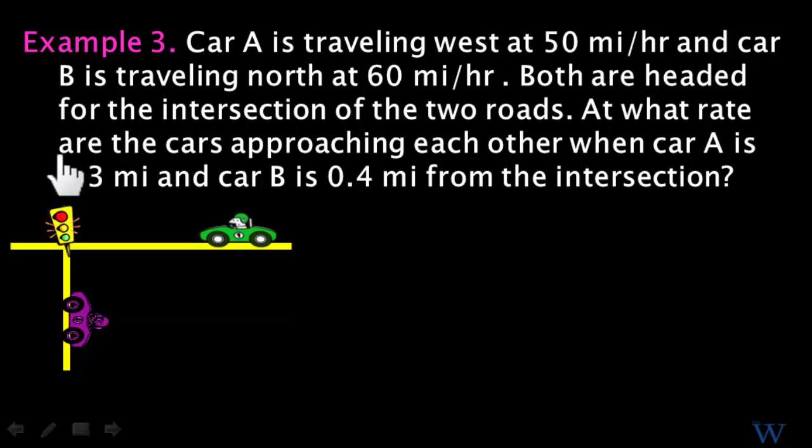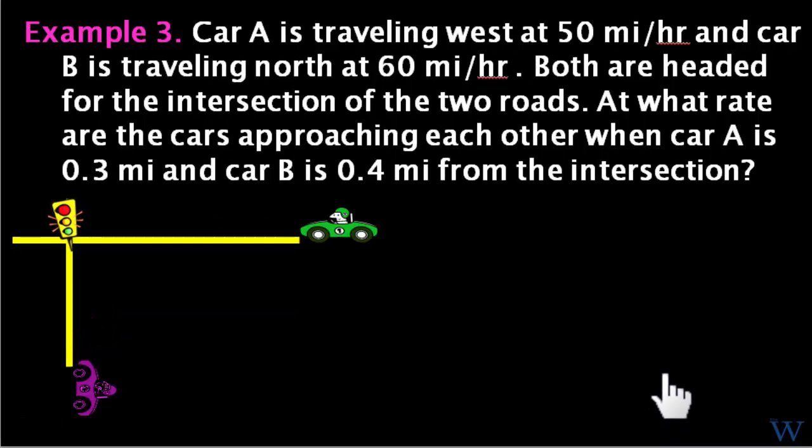Question: at what rate are the cars approaching each other when car A is 0.3 of a mile and car B is 0.4 of a mile from the intersection? So that means the distance between them with this line would be your z. This line is x, this is y, then this is z. So the question is, what is dz by dt? Given that dx by dt is 50 miles per hour, dy by dt is 60 miles per hour. So let's go ahead and start working this out.